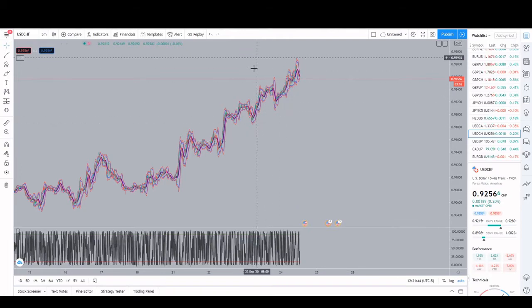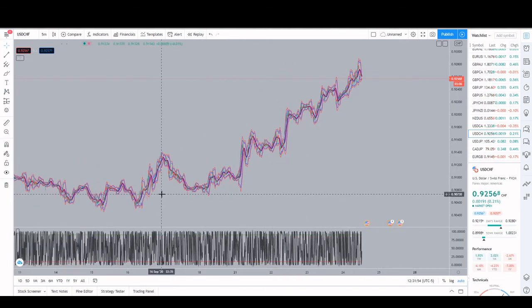In my next video, hopefully coming up soon, I'm going to be showing you guys how to properly mark down your support and resistance lines, as well as reading market conditions. Like I've previously said, these two things should be done in your pre-market analysis every time before you trade.